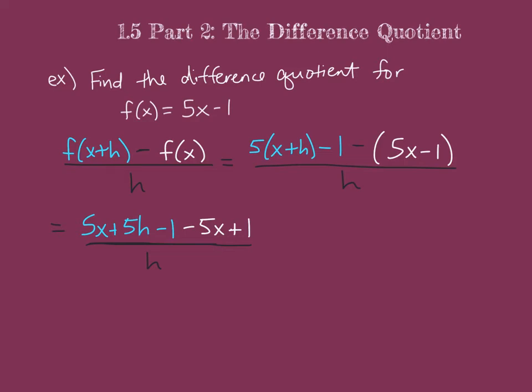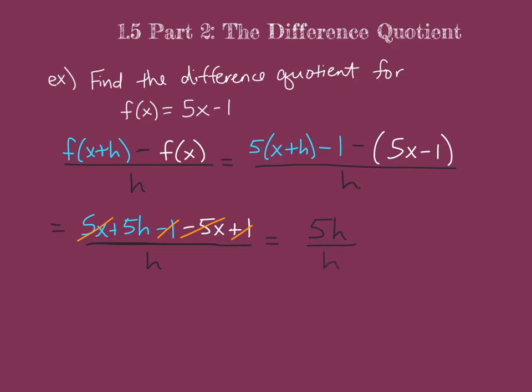Then let's take a look at our numerator and see what we can simplify. We have a positive 5x and a minus 5x. We have a minus 1 and we have a plus 1. So those actually all are going to cancel out. This 5x and minus 5x combine to 0. This minus 1 and this plus 1 also combine to 0. And so what we're left with is just 5h over h.